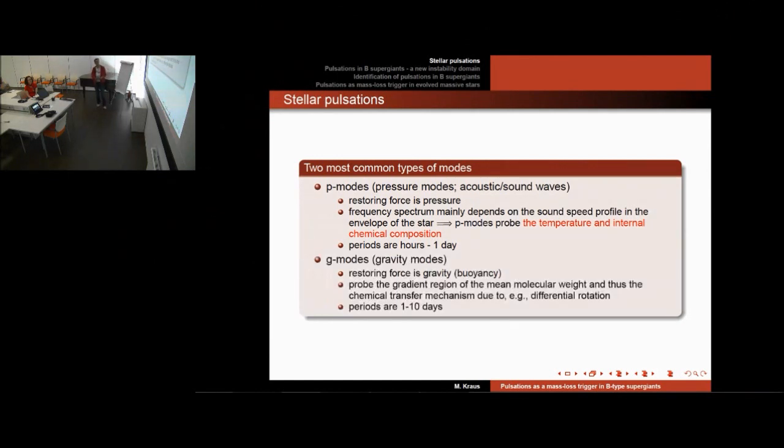And then we have the G modes, which are the gravity modes. In that case, the restoring force is the gravity or the buoyancy. And these modes probe the gradient region of the mean molecular weight. So they are very useful because with them we can probe the chemical transfer mechanism inside the star caused by different physical mechanisms such as differential rotation. The periods are much longer, in the range of 1 to 10 days. So if we see a pulsation period of a star, we can say immediately whether it's a P mode or whether it's a G mode.